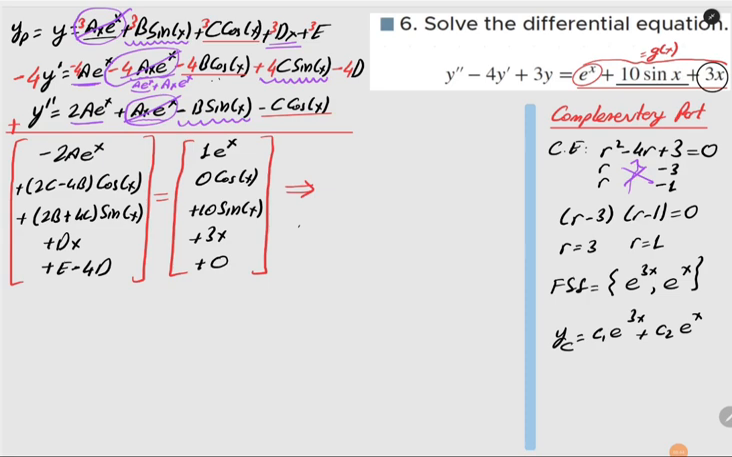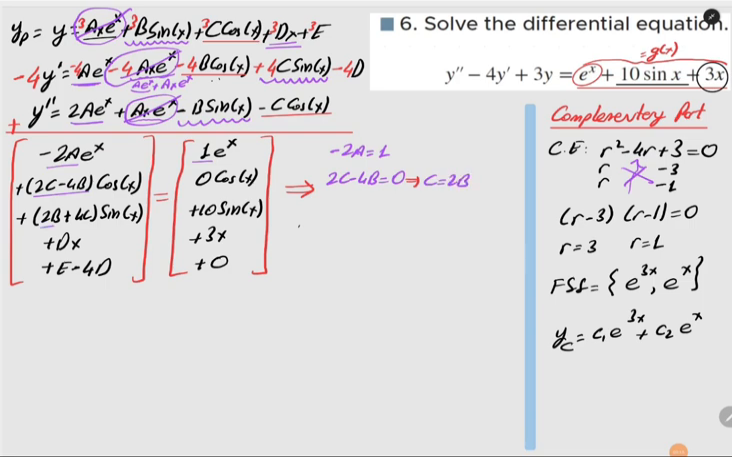So our equations are, our first equation, minus 2a should be equal to 1, right? Minus 2a should be equal to 1. And the second one, 2c minus 4b should be equal to 0. And it follows that c is equal to 2b.